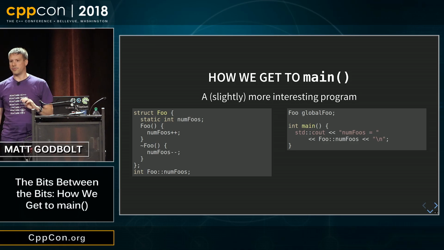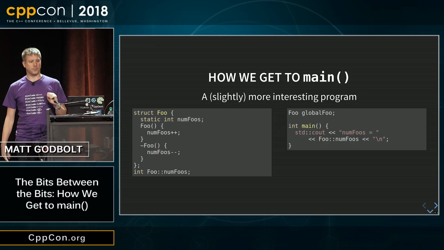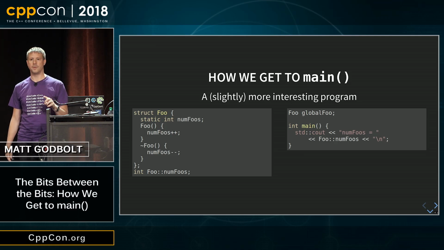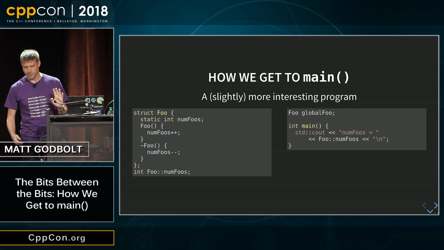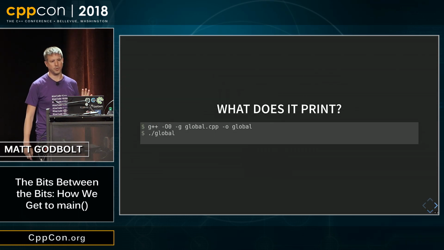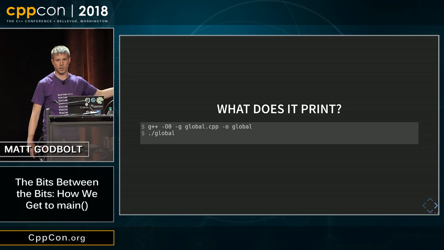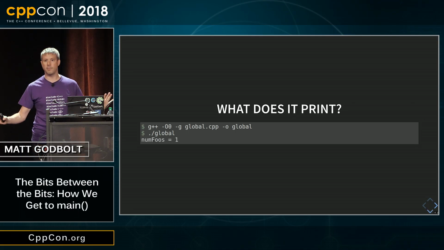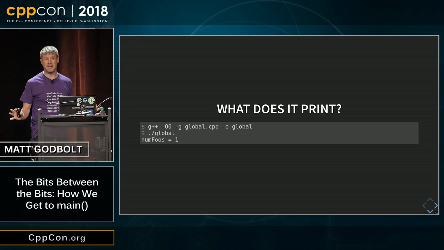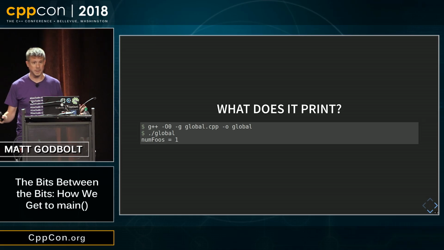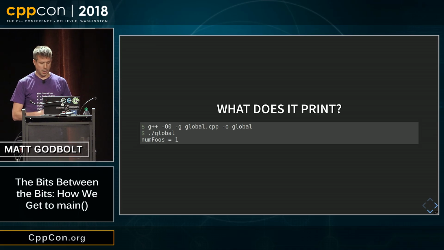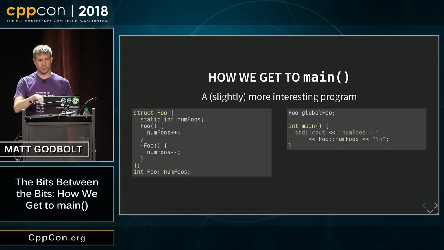Who would like to say what they think this program outputs? Undefined? Anyone? 1? numFoos equals 1? 0? All right, what does it print? Well, if we run it, and I'm going to run it with 0 here, just because the code later on that we're going to look at will be that much easier. numFoos equals 1.